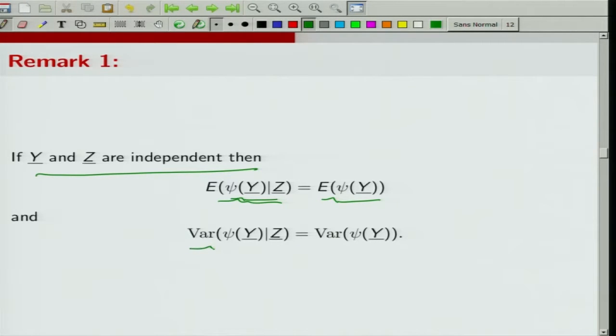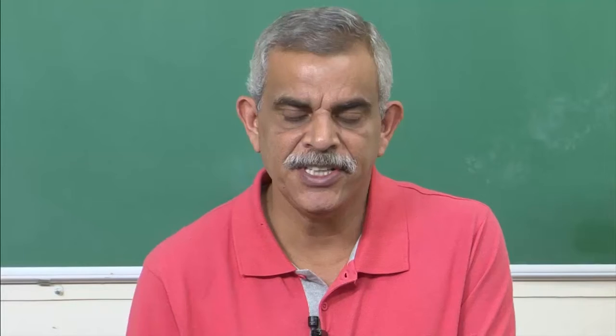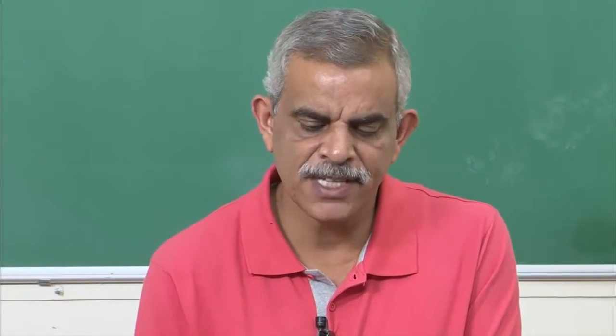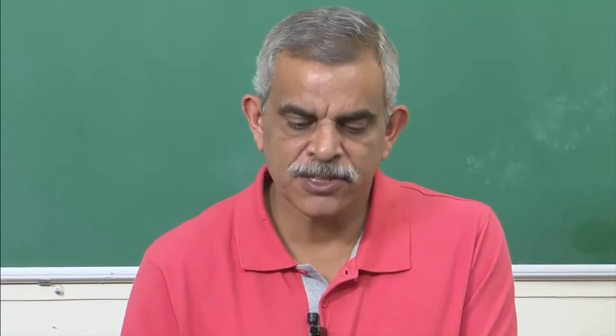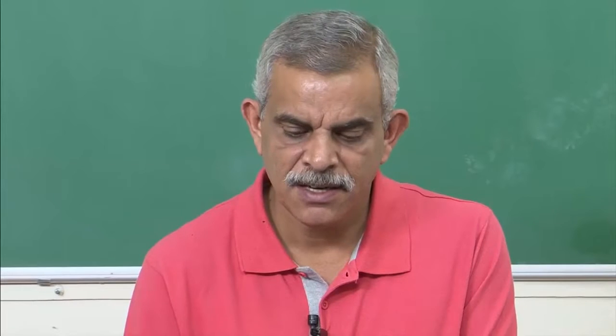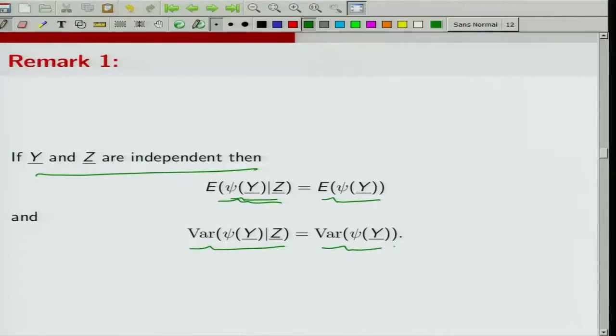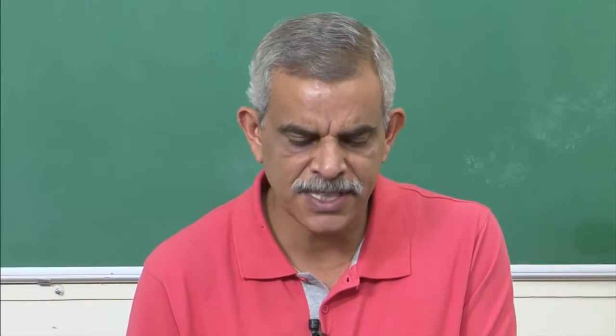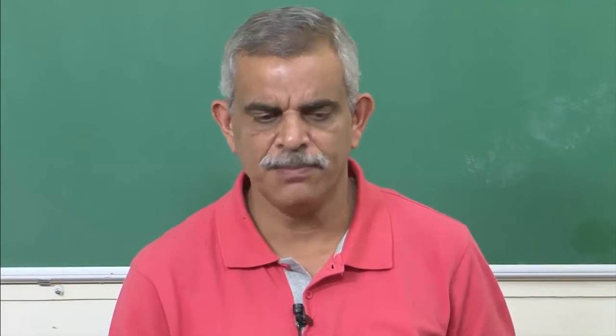Similarly, for the variance of psi y given z, again because the conditional PDF of y given z will not depend on z, it would be the same as the PDF of y. So, that means you will be finding the variance of psi y with respect to the PDF or PMF of y, and that is nothing but the variance of psi y. Which makes sense also, because if y and z are independent, the expected value of psi y given z should not depend on z, nor should the variance of psi y given z.